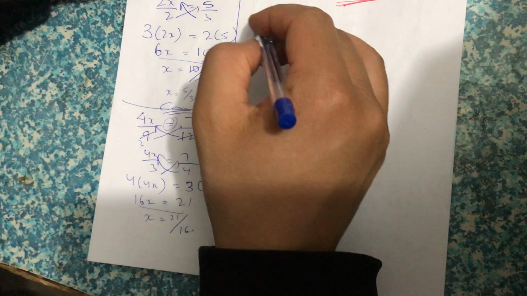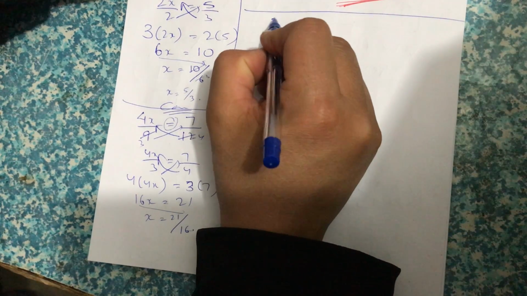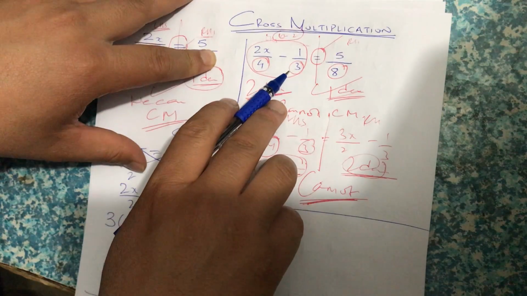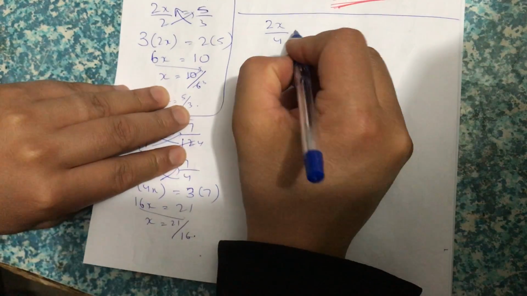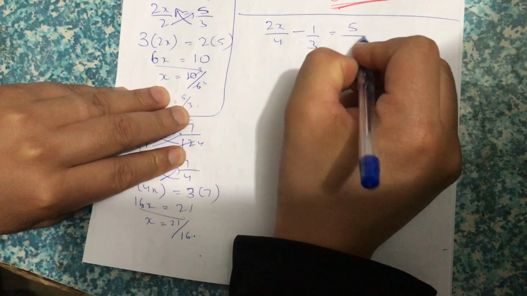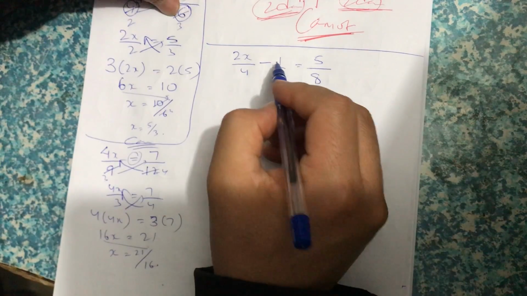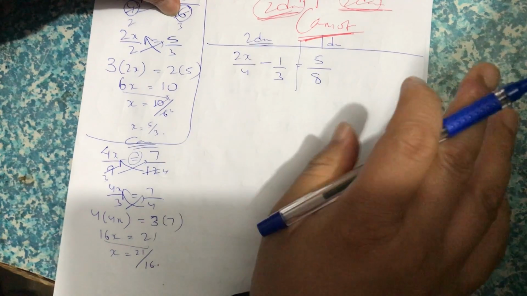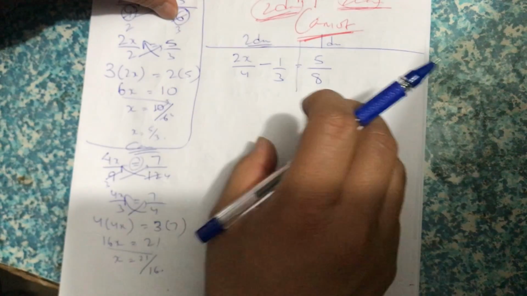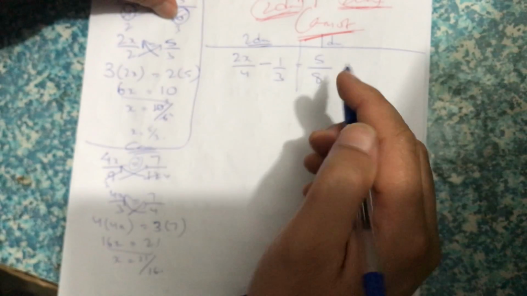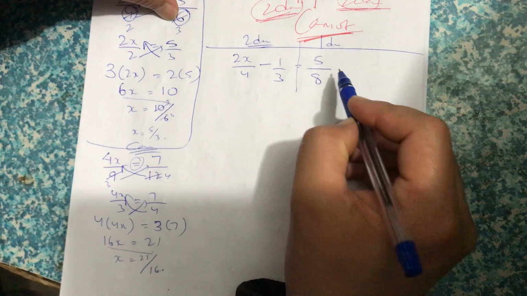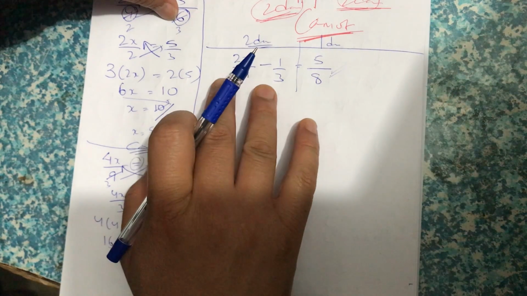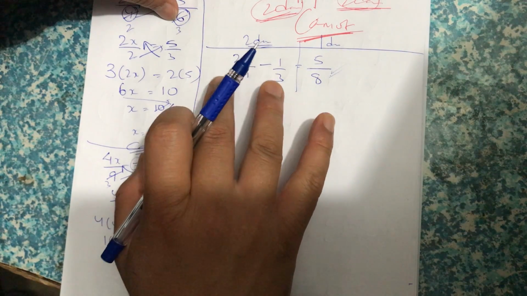But let's say I happen to get a question like this, 2x by 4, the one that I had given you, minus 1 by 3 is equal to 5 by 8. In this case, over here we have two denominators and over here one denominator, so we cannot cross multiply. So then how do we proceed? Wherever I already have one denominator, I don't have any issues, so this side is perfect. But this side we have two denominators, so I need to do something about it.